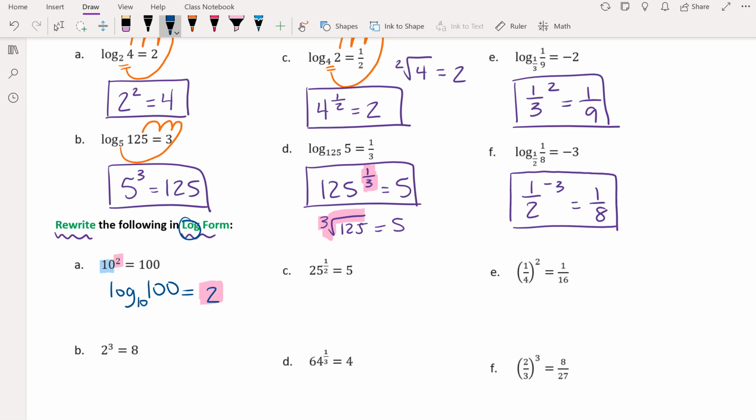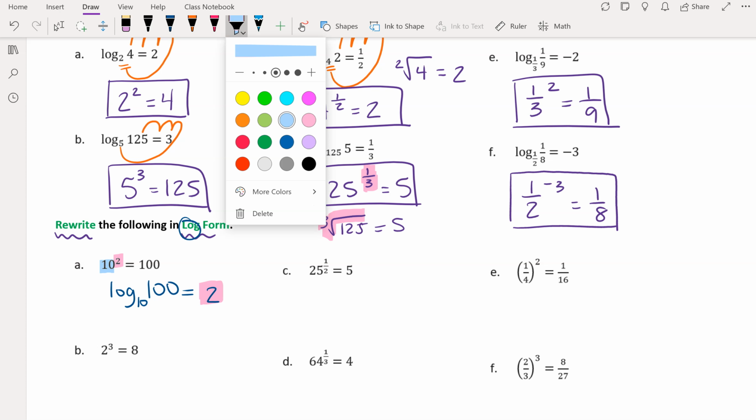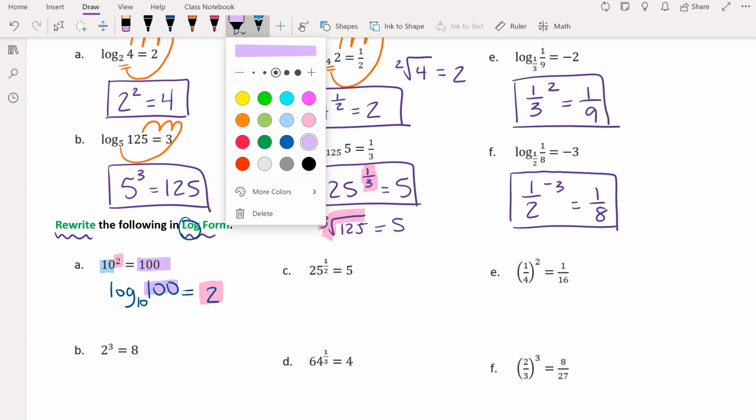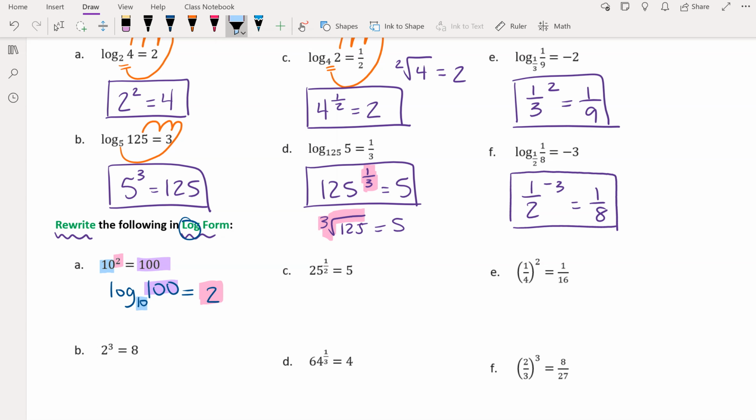All right, let's try that again. And let me actually go ahead and color code this for you. There we go. And the exponent, oops, I didn't do the 10. That's the base. Okay, let's do that again. Here we have log. Oh, and this is your answer. You're just writing it into log form.